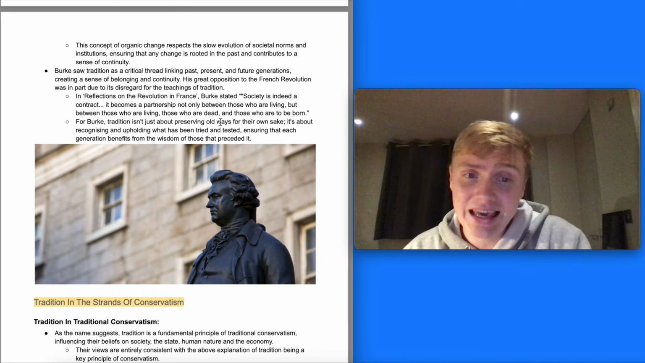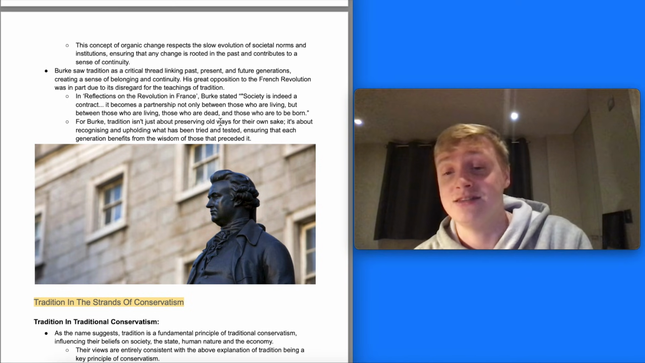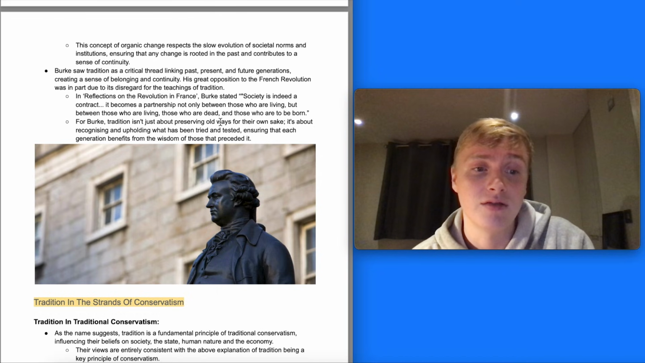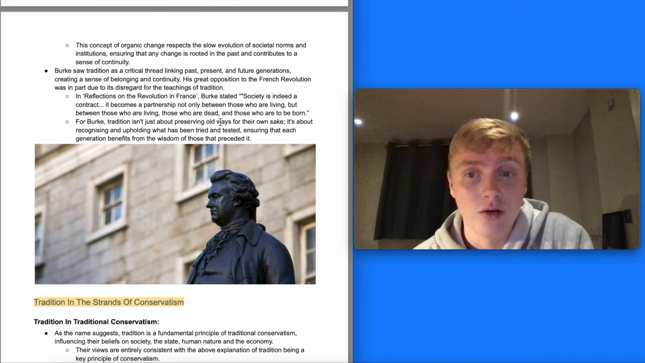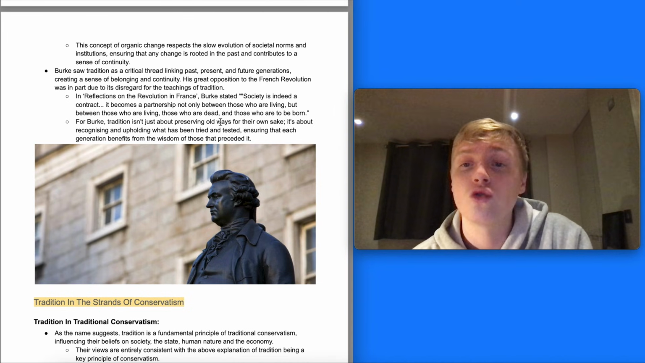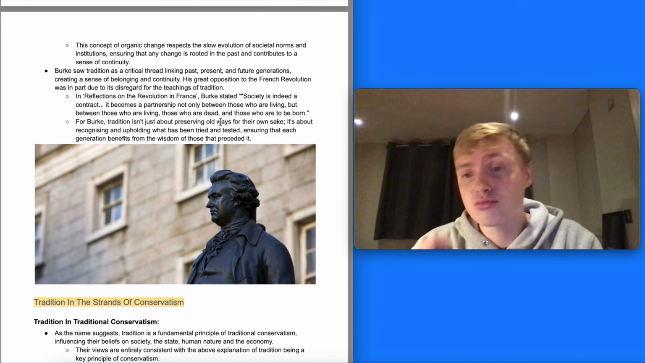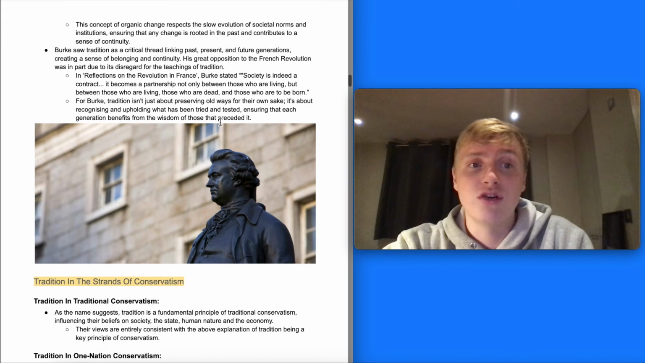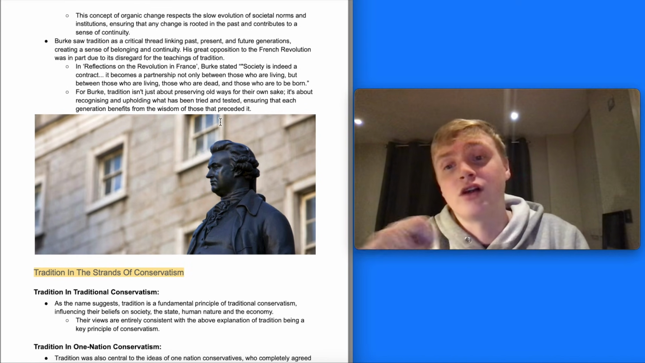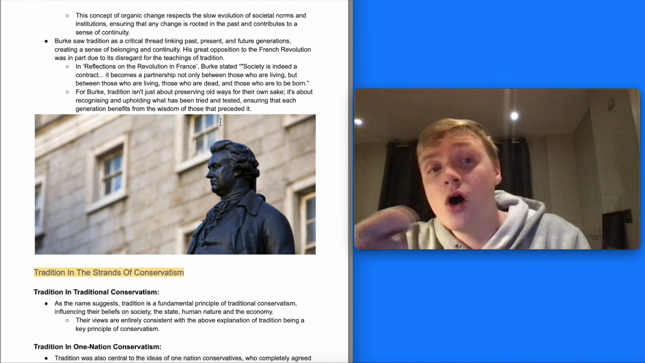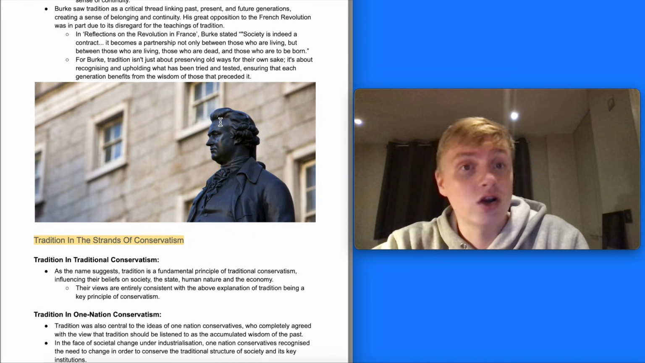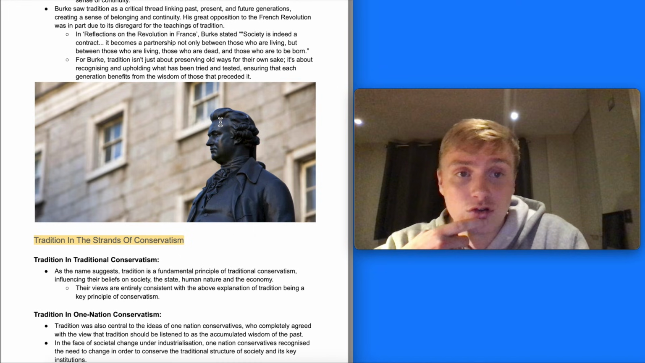Burke, in particular, is key, as he was key to the articulation of a lot of conservative principles, but especially to the articulation of tradition and why it was fundamental to conservatism. And he crucially saw it as a critical thread linking past, present, and future generations, which created a sense of belonging and continuity. His opposition to the French Revolution, which was really key in the emergence of conservatism, was in large part due to its disregard for these teachings of tradition.